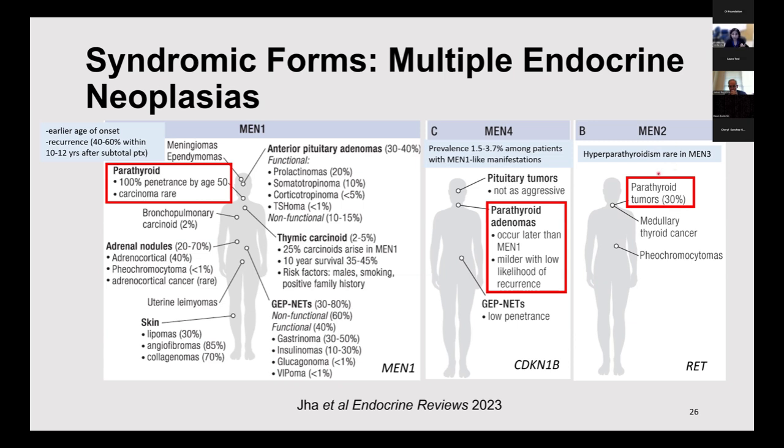MEN2B, what was previously called MEN2B is now called MEN3, and hyperparathyroidism is not seen. This is also caused by RET gain of function variants in the RET gene. And again, parathyroid tumors are not associated in that syndrome.